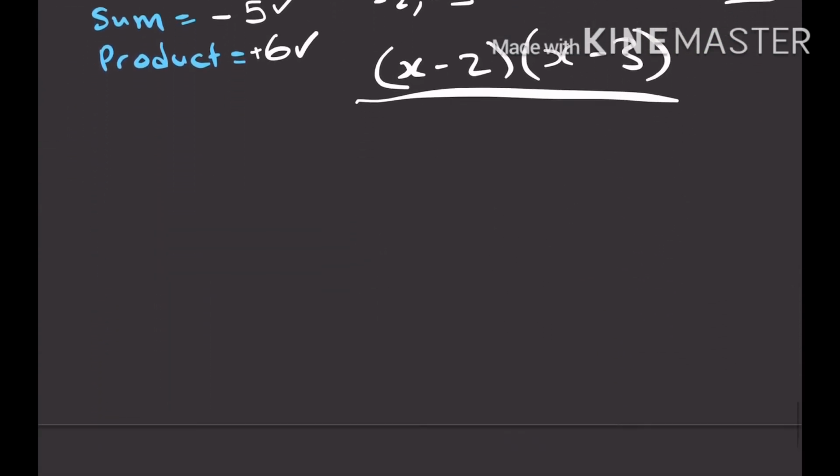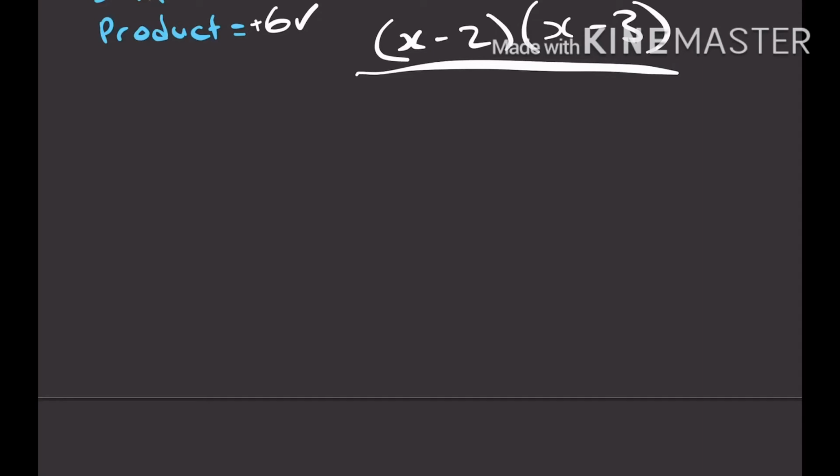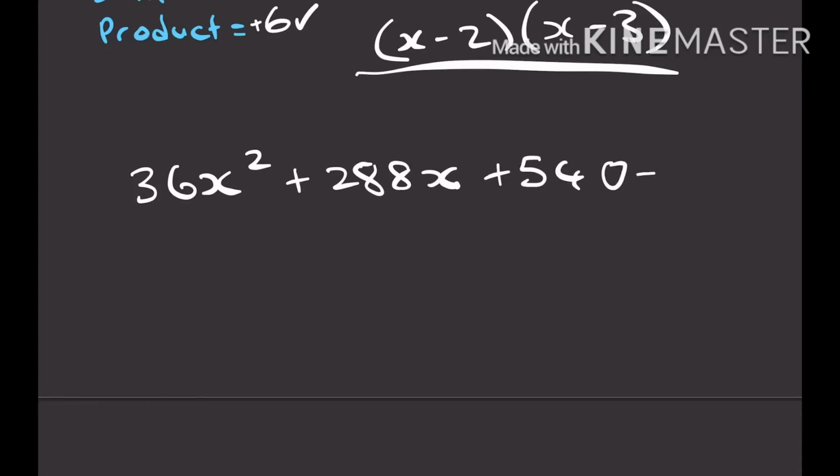Sometimes you can be given equations where you'll be given extremely frightening numbers. Something like 36x squared plus 288x plus 540 equals 0. Now let's look at this. These numbers are really, really big and really, really hard to solve.